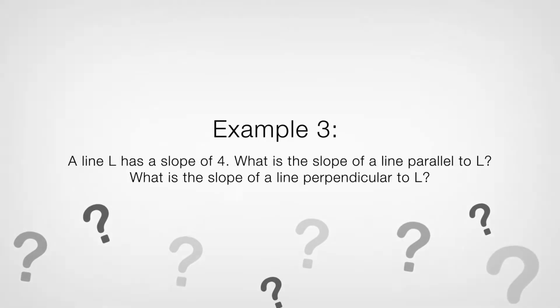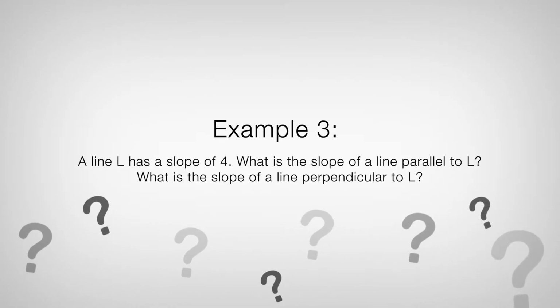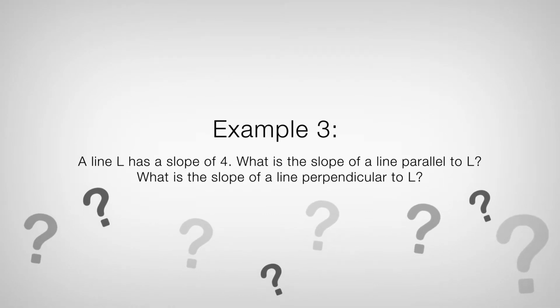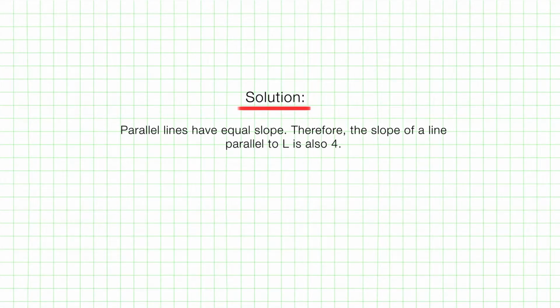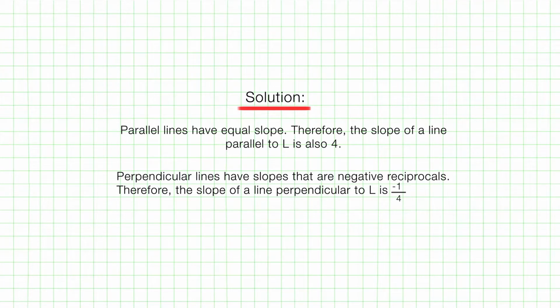Example 3. A line L has a slope of 4. What is the slope of a line parallel to L? What is the slope of a line perpendicular to L? Solution. Parallel lines have equal slope. The slope of a line parallel to L is also 4. Perpendicular lines have slopes that are negative reciprocals. Therefore, the slope of a line perpendicular to L is -1 over 4. How about a more challenging example?